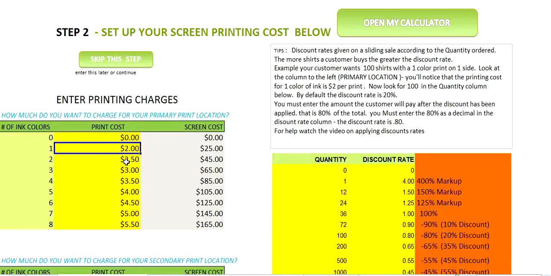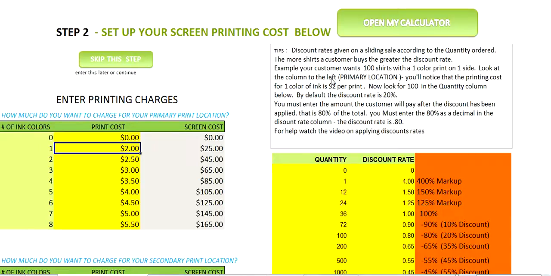Now here in this little area, I've got a little tip. It just says discount rates are given on a sliding scale according to the quantity ordered. The more a customer buys, the greater the discount rate. If you don't want to give discounts, then fine. Just change this category here to all zeros and you wouldn't give a discount rate. Now, the discount rate that we're talking about is just on printing. We're not talking about a discount rate on t-shirts or anything else, just on the printing costs.